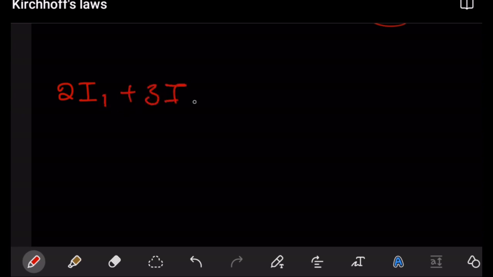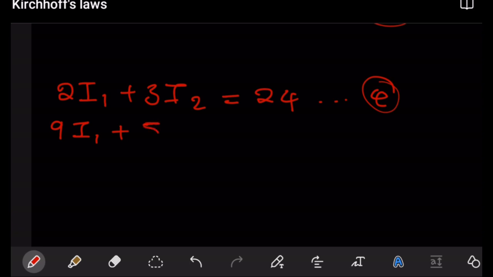From here now, we can solve equation 4 and 5 as a system of equations. From equation 4, we have 2 I1 plus 3 I2 is equal to 24. This is equation 4. And then from equation 5, we have 9 I1 plus 5 I2 is equal to 20. This is equation 5. So we can now solve this as a system of equations.